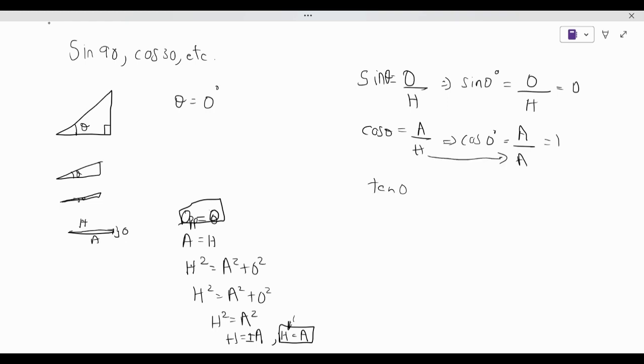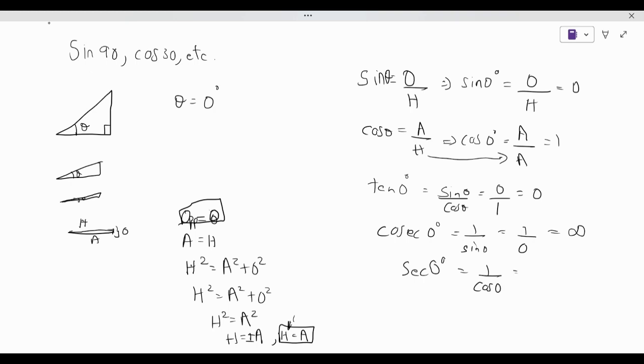So tan 0 degree is equal to sine theta by cos theta, equal to 0 by 1, equal to 0. So cosec 0 is equal to 1 by sine 0, equal to 1 by 0, equal to infinity. Sec 0 is equal to 1 by cos 0, equal to 1 by 1, equal to 1. So cot 0 is equal to 1 by tan 0, equal to 1 by 0, equal to infinity. So these are the various values.